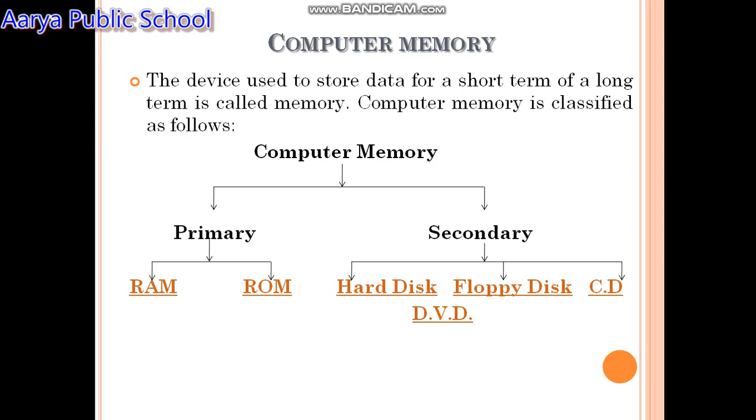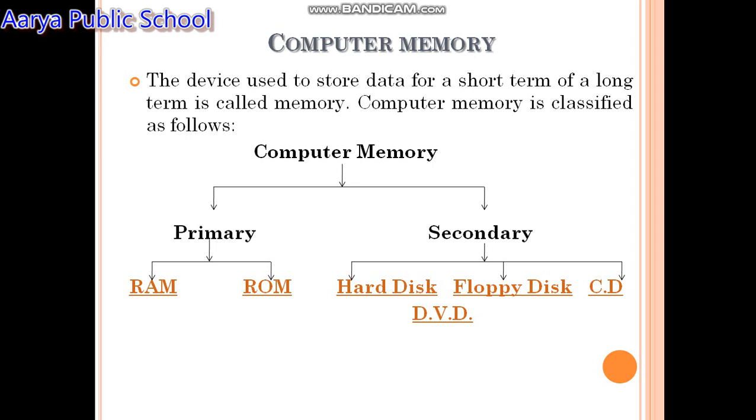The device used to store data for a short term or a long term is called memory. Computer memory is classified as follows. Dear students, in our mind, the brain stores our data, but in our computer system, computer memory stores data.